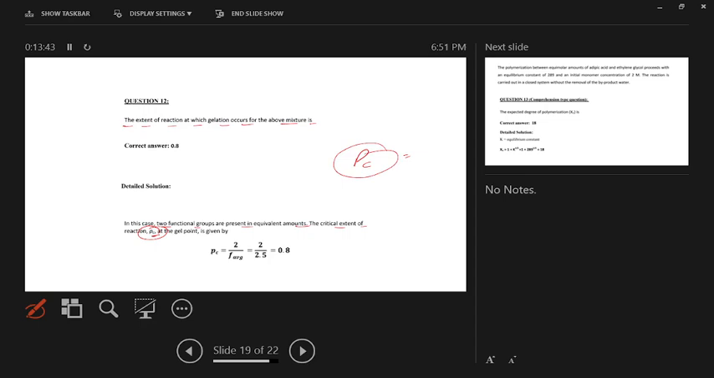Pc is given as 2 upon F average. F average we have already found to be 2.5, so it will be 2 upon 2.5, and you will get 0.8. So at a conversion of 0.8, or you can say 80% conversion, gelation will occur in the polymerization. So by this simple formula you can find this out.